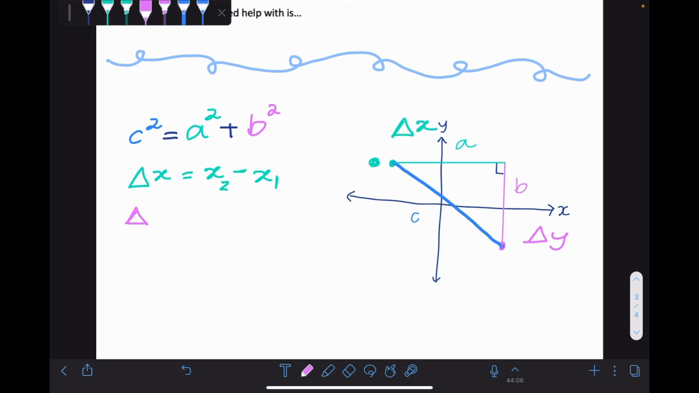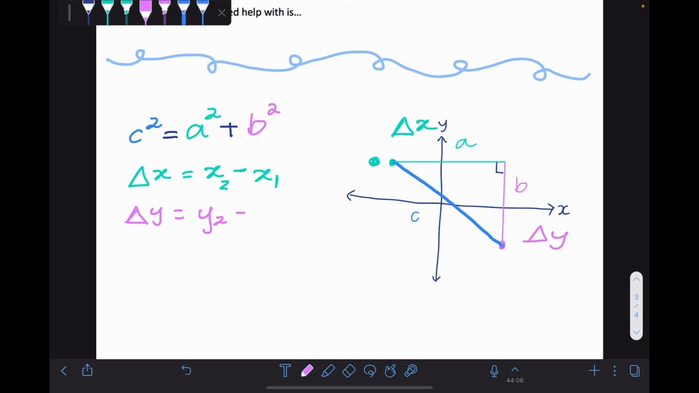Similarly, the change in y is what's happened. If you're at y2 now, you've got to find out how far between it, so y2 minus y1, okay, that change. So that's where we get those two parts here. We can really quickly put those into our Pythagorean theorem.